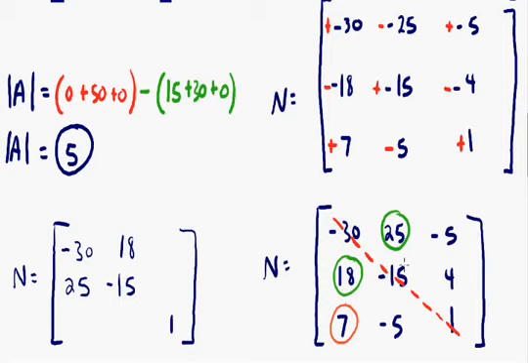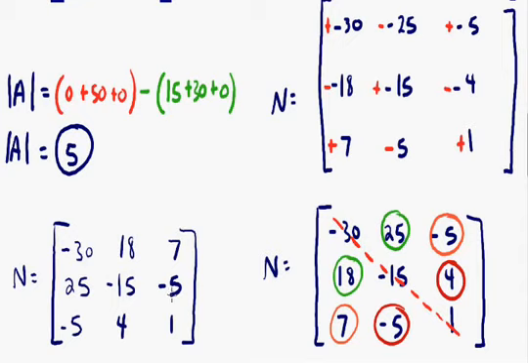And if we reflect this number 7 and this number negative 5 across the red diagonal, then they're going to switch places. So the negative 5 is going to go where the positive 7 used to be, and the positive 7 is going to go where the negative 5 used to be. And I think you get the idea by now. If we reflect these numbers across the red diagonal, the negative 5 and the positive 4 are going to switch places. So the positive 4 is going to go where the negative 5 used to be, and the negative 5 is going to go where the positive 4 used to be. So now we have completely found our new matrix N.